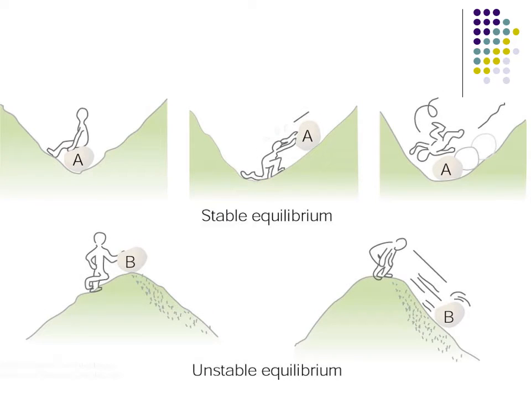So this is an example of a stable equilibrium right here. We have an object at the bottom of the hill. Now if I move this object up the hill and let go, it rolls right back down to its starting location. That's called a stable equilibrium. Here's an example of an unstable equilibrium. If I have an object at the top of the hill and I let it go down the hill, it keeps going down the hill and doesn't come back. That's unstable.